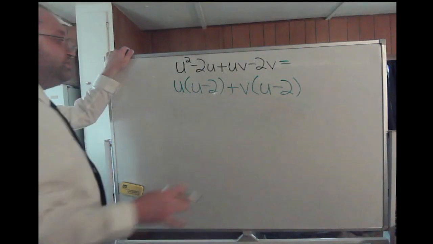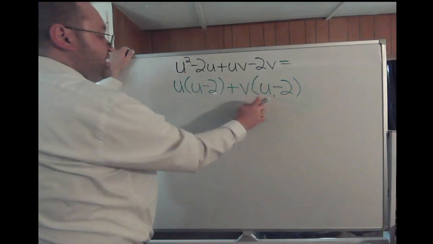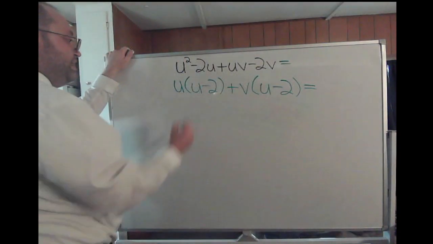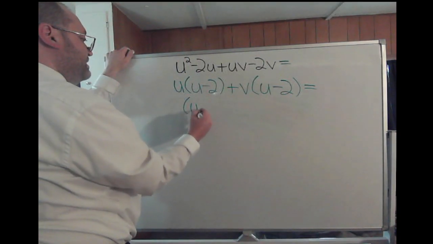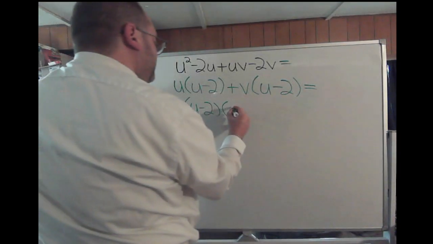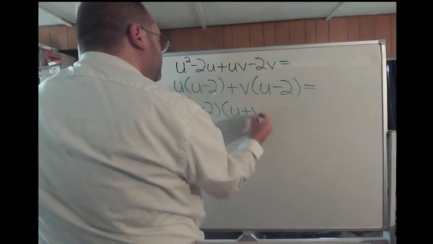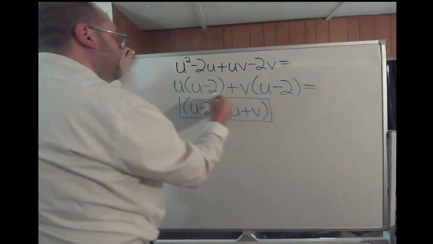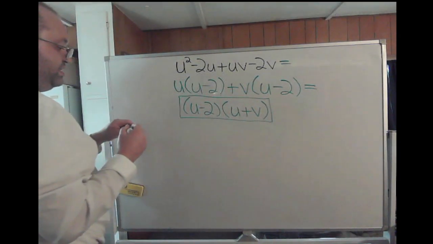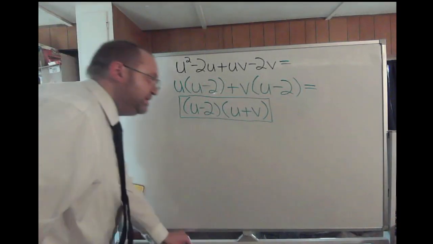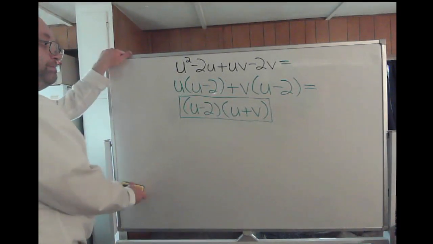So all of a sudden we have two terms with common factors of u minus 2. Now we can factor out the common u minus 2. That should just leave you left with u plus v. This was pretty much identical to the last problem we did, only different variables. But you get the quantity of u minus 2 times the quantity of u plus v whenever you factor it out.